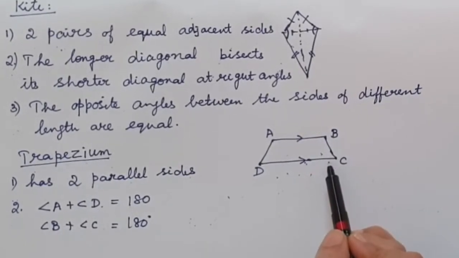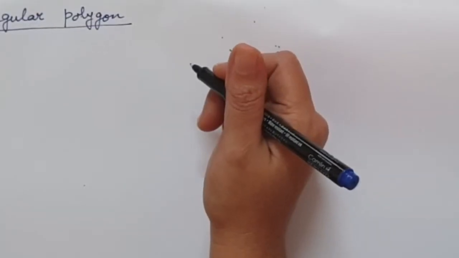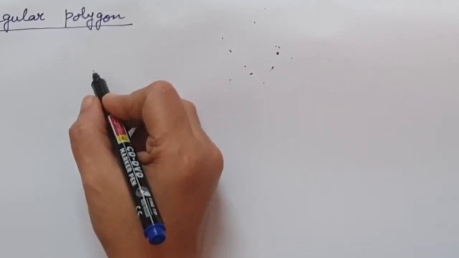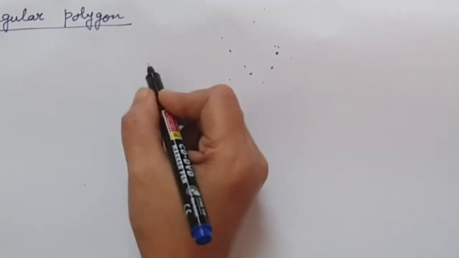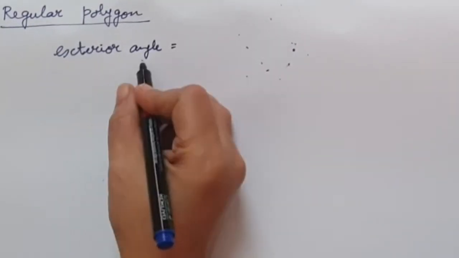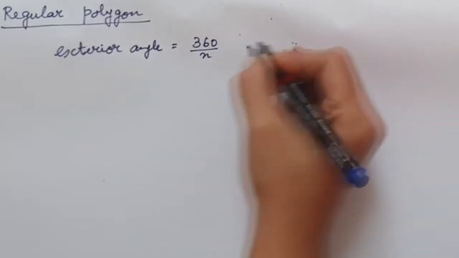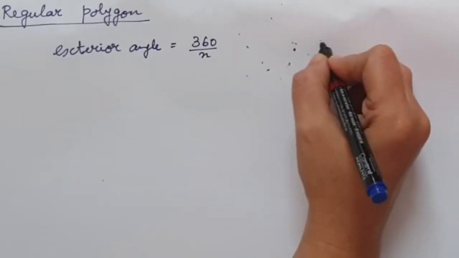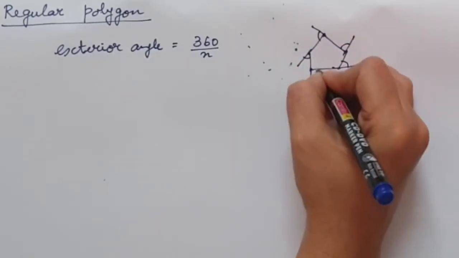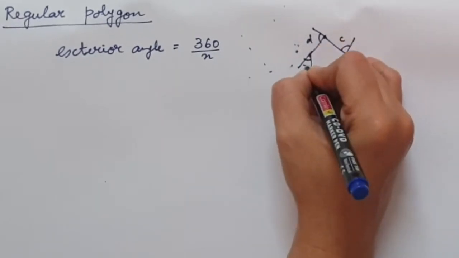Angle B plus angle C will also be equal to 180 degrees. Regular polygon. A polygon is regular if all of its interior angles are equal and all of its sides are of the same length. If a polygon has n sides, each exterior angle will be equal to 360 divided by n. That is, if you have a polygon, this is an exterior angle, all these exterior angles, if I mark it as A, B, C, D and E.